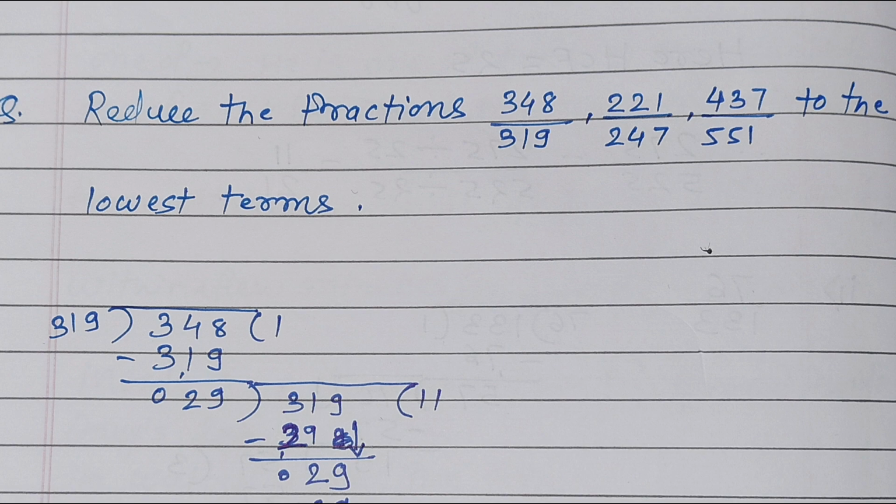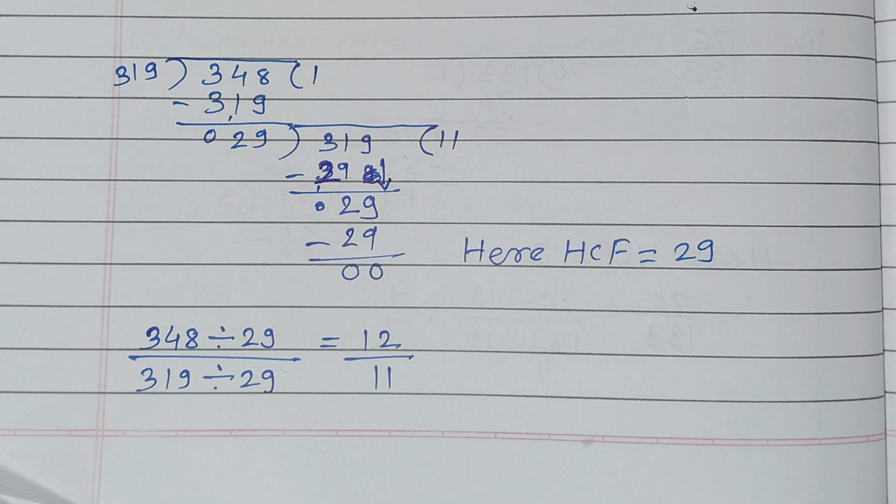Now 29 ones are 29. So after subtraction 29 remains. Now again divide this 29 by 29. 29 ones are 29. And the answer comes 11 and the divisor is 29 here. So here the remainder comes 0 after dividing the number by 29. Here HCF is equal to 29. Now reduce the fraction. The fraction is 348 divided by 319. Divide both numerator and denominator by 29. Then we have the reduced fraction as 12 divided by 11.